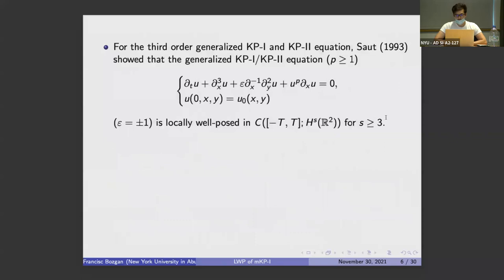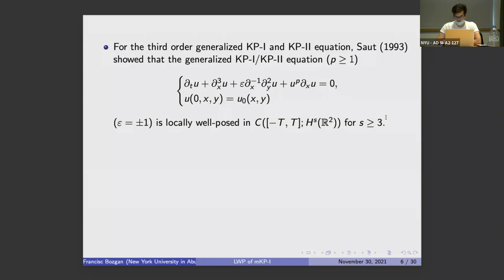Okay, so now we introduce the third order generalized KP1 and KP2. Generalized meaning that instead of a quadratic u ∂x u nonlinearity, we have u to the power p times ∂x u, with p greater than or equal to 1. In 1993 he showed that it's locally well-posed for s greater than or equal to 3.